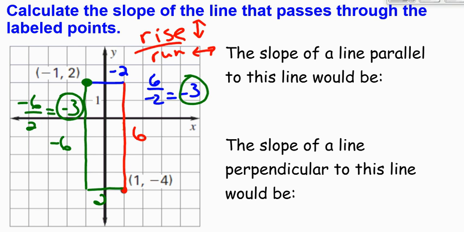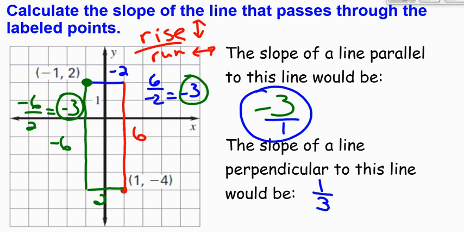Okay, so the slope of a line parallel to this line would have to have the same slope, so it would be -3. The slope of a line perpendicular to this line would be the negative reciprocal. So I'm going to turn this into a fraction. I have to first flip the numbers, that gives me 1/3, and I have to take the opposite, the negative of it. Well, this is already a negative slope, so I'm going to take the negative of a negative, so that's going to give me a positive 1/3. So positive 1/3 slope.